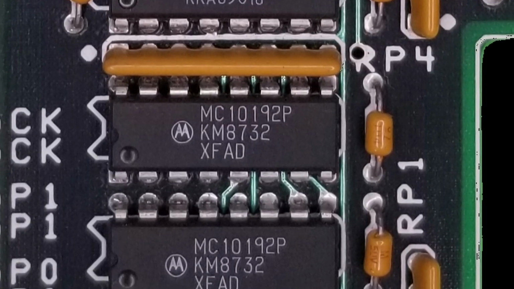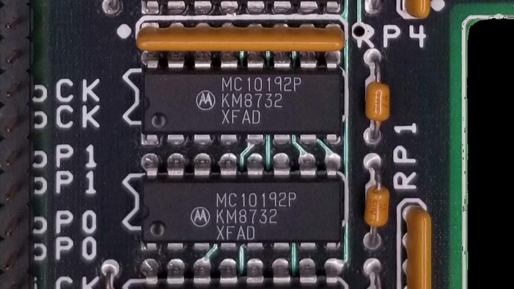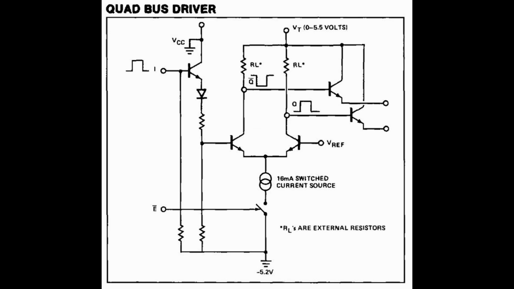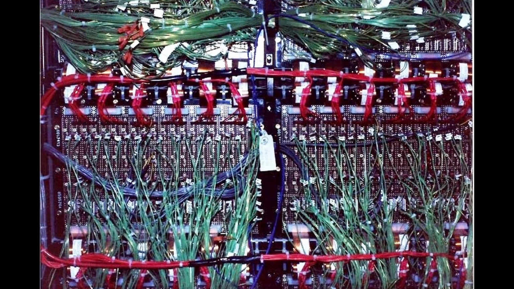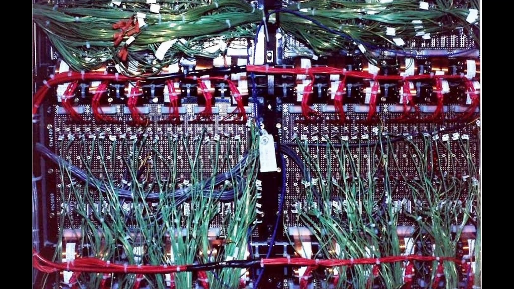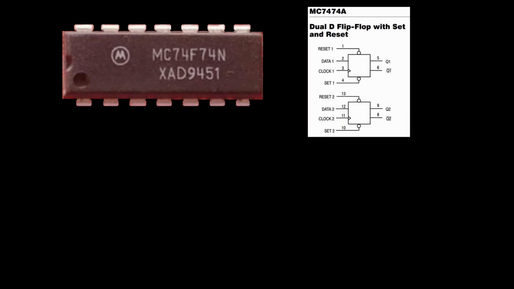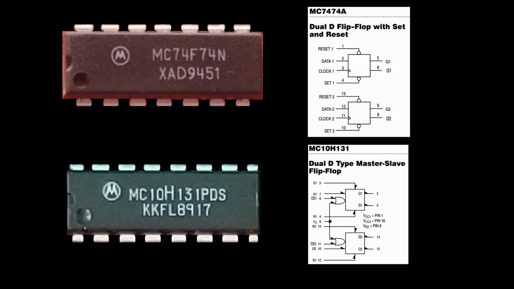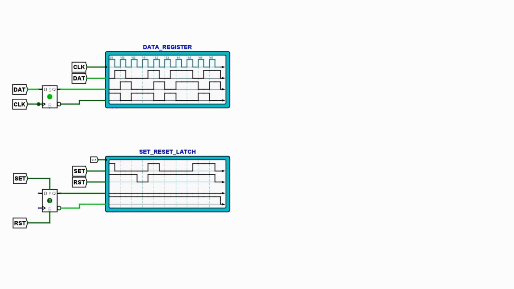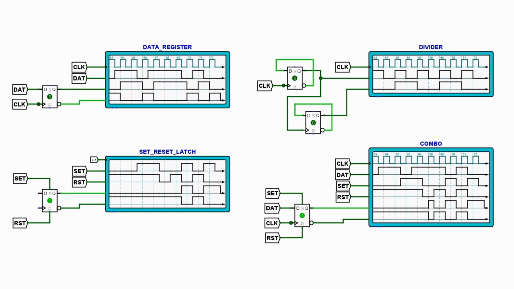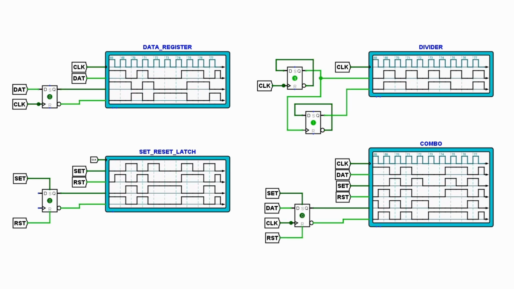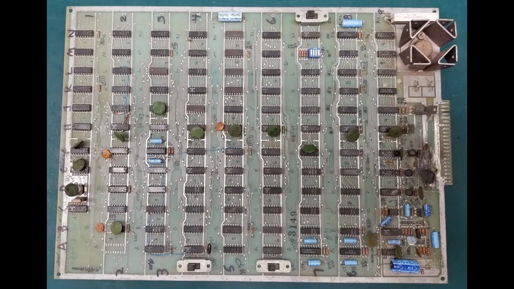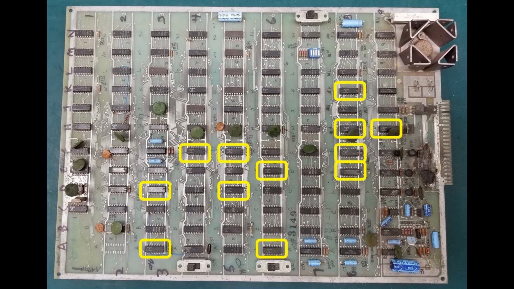ECL. One of my favorite chips is the 10192 quad current mode bus driver. These are like the first half of an ECL gate, just a differential pair without the emitter followers. We use these to drive the data and control buses on 3080 series products. Another one of my favorites is the 7474 dual D-type flip-flop, or the rough ECL equivalent, the 10131. You can use these as a data register, set-reset latch, divider, or any combination you can dream of. Very versatile. Breakout uses 12 7474s, so we're going to have some fun.